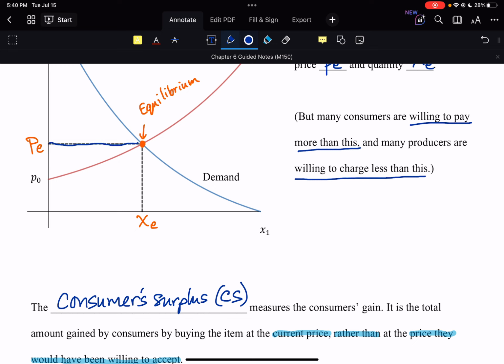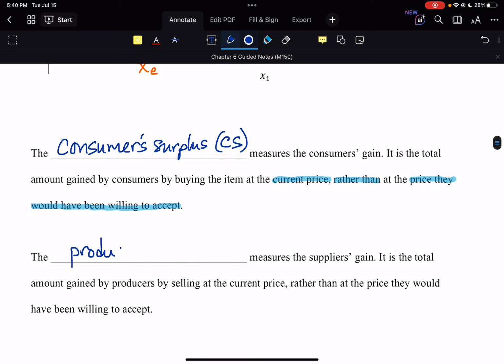So the producer's surplus, which is abbreviated PS, measures the supplier's gain. It is the total amount gained by producers by selling at the current price rather than the price they would have been willing to accept.